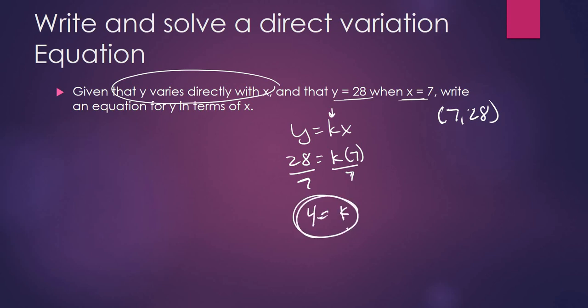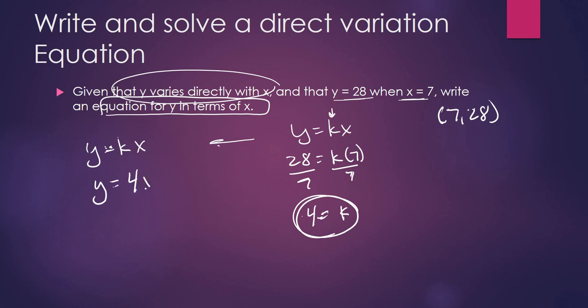So that tells me my constant of variation, but that's not my equation. I want to go back now and write an equation for y in terms of x. So back to my model, y equals kx, and now I'm going to use the k value I just found to write my equation. Okay, we will do a few more of these as well, but that's it for this video.